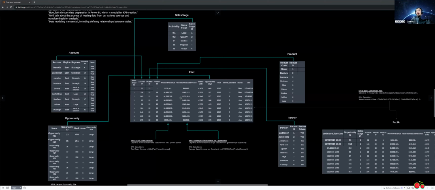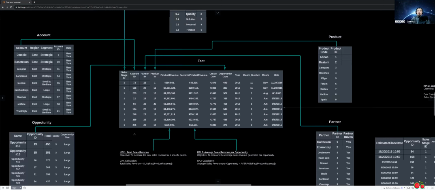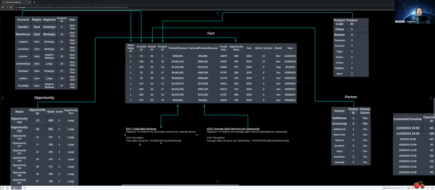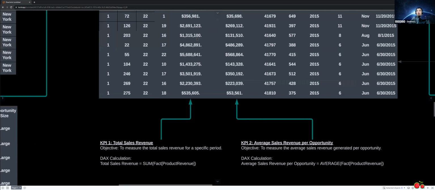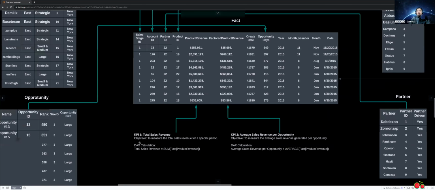So once I have my model, now everything is cool, because just by looking at the data, I can start working on my first KPI. So for example, right here, I can get total sales revenue from my fact table. There we go, which is my product revenue. So the objective here, I decide what the objective is, or most of these will be requirements. The objective here is to measure the total sales revenue for a specific period, right? Okay, so what is the DAX calculation?